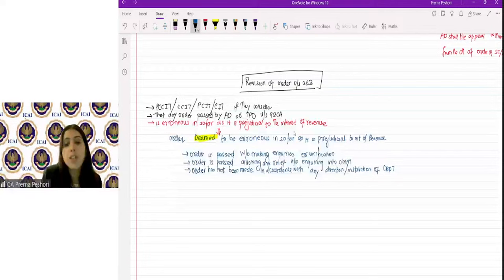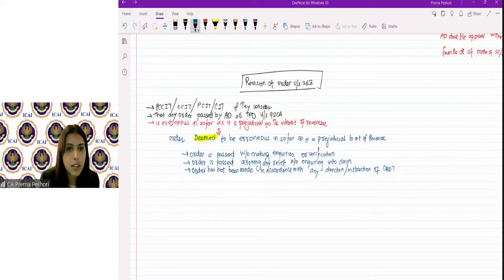So CBDT gives directions or any kind of instructions to the assessing officers to handle the assessments in a particular manner. These are the internal instructions given by the CBDT under 119. Under section 119, the CBDT has the power to issue orders, instructions and directions to the assessing officers for the proper administration of the act. If in that particular case the AO has not followed the directions or instructions of the CBDT, are we clear? That order will be deemed to be erroneous insofar as it is prejudicial to the interest of the revenue.